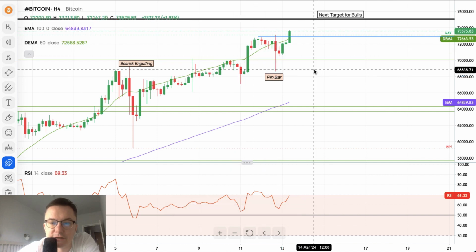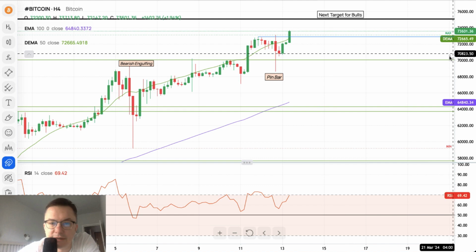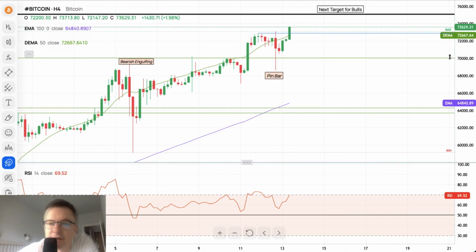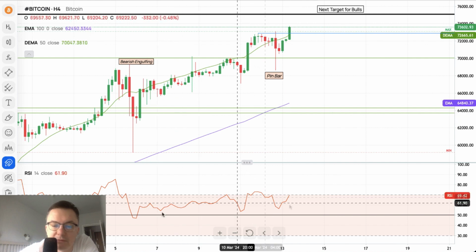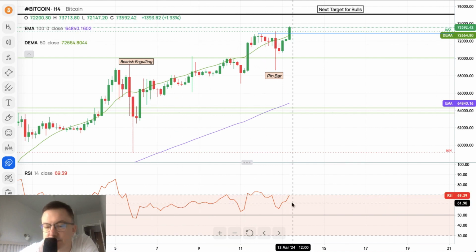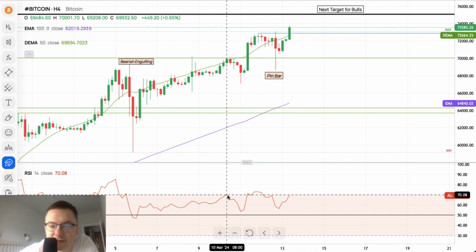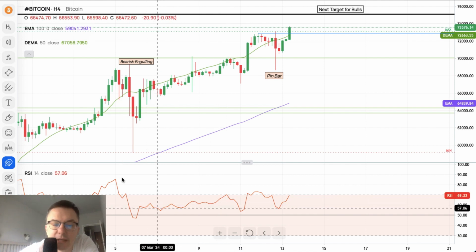Bulls are in charge of this market. The market is trending. The next target is $75,000. There is no indication that this market is about to complete the uptrend or terminate the uptrend. Nothing like this is happening here on the Bitcoin. Momentum is strong, momentum is positive. It keeps trading around the level of 70, so it's not as strong as it used to be.